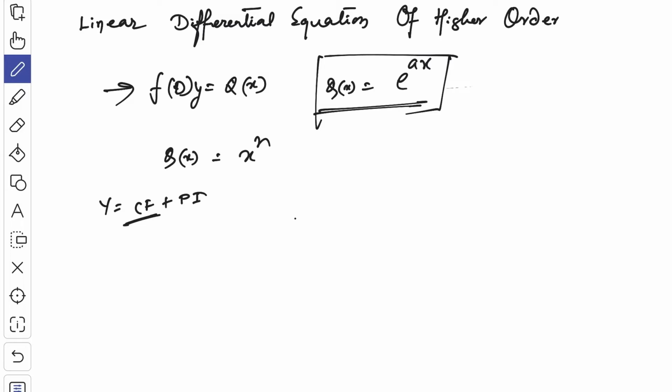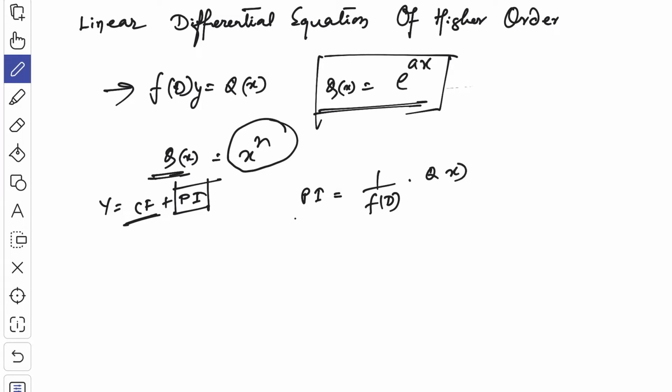Now here you see the method to find PI is different depending on the form of q of x. So if q of x is x to the power n or any other polynomial in x, then how to find the PI? If we know how to find the PI, then you can solve this one. Here PI is given by 1 by f of D into q of x, isn't it? So in this case q of x is x to the power n, and 1 by f of D is nothing but f of D whole inverse, times x to the power n.